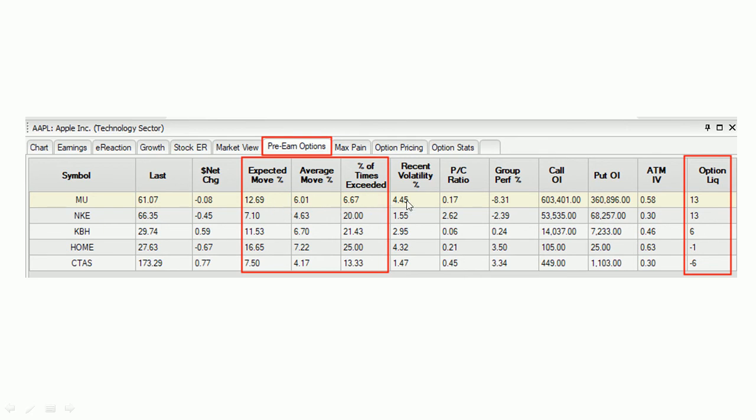You can also see recent volatility, put-call ratios, group performance, and option liquidity rating in the far right. So again, I don't personally trade over the number, but if that's something that you're interested in doing or that's something that you do, this table is going to be invaluable to you.